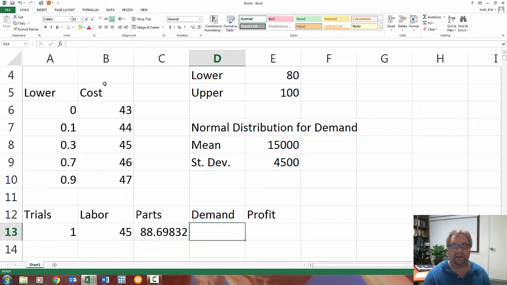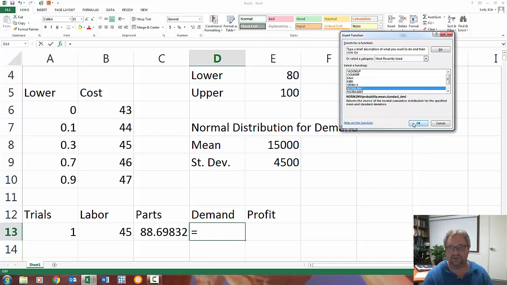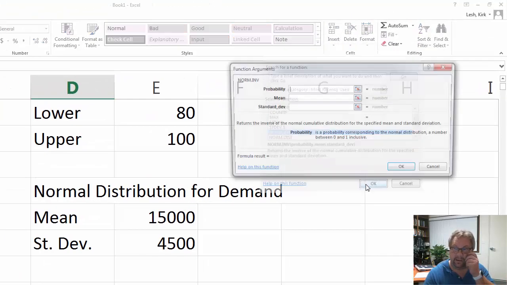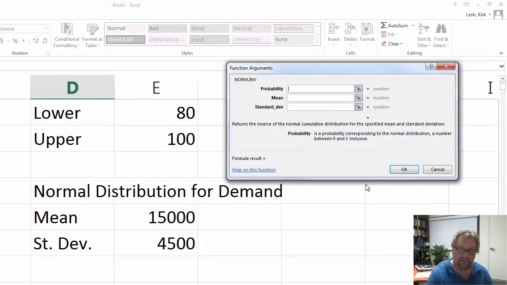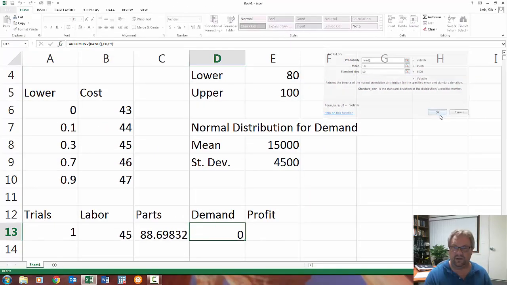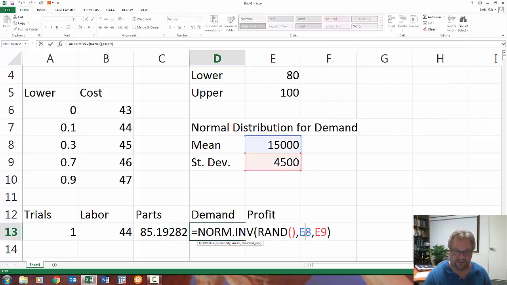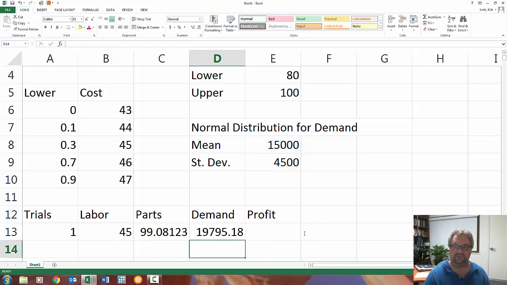And then I've got my demand. Well, that followed the normal distribution, so I need the norm.inverse function to simulate my demand. Again, my probability is just the RAND function, open and close parentheses. The mean, highlight this cell, and then highlight the standard deviation and hit OK. And then the same thing, you need to go in here and anchor the mean and the standard deviation.